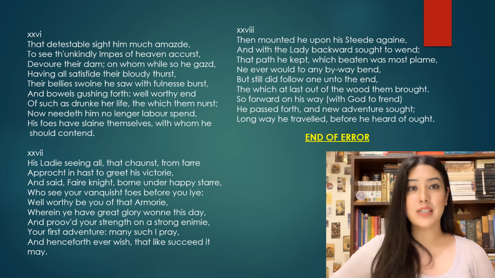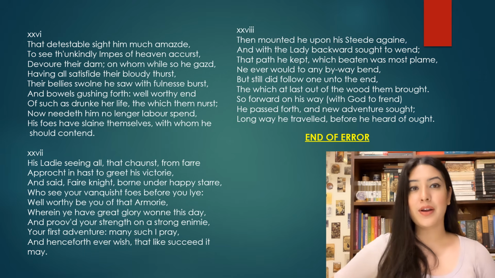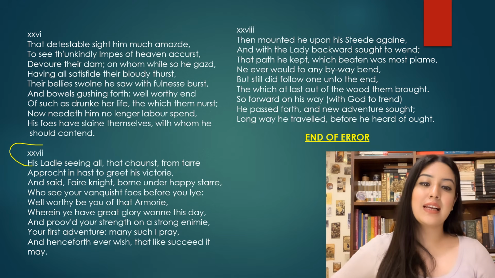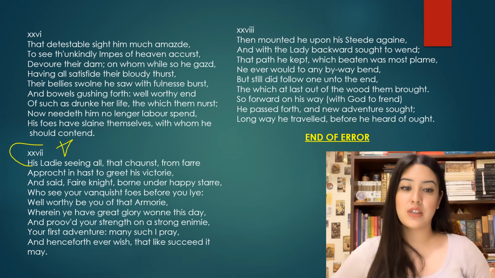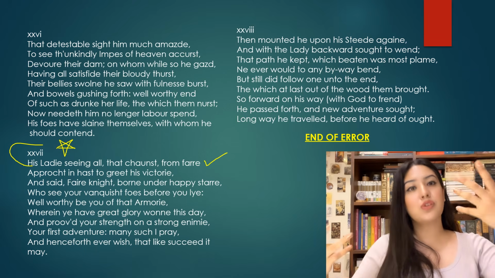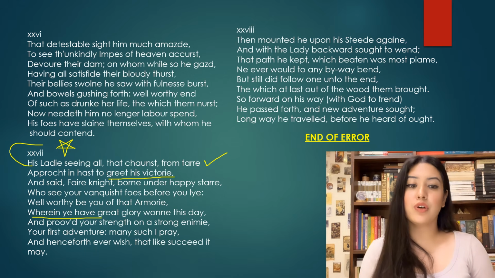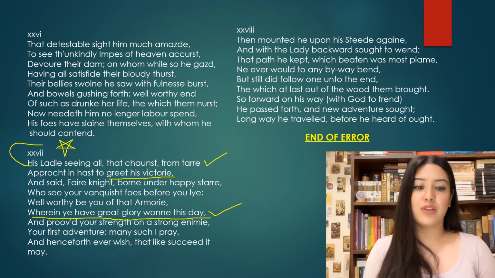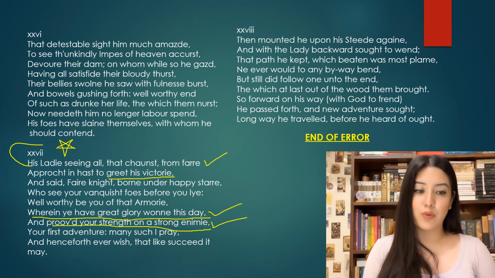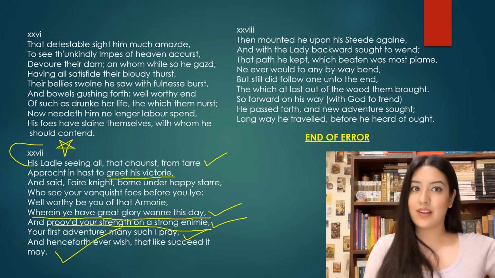Now, stanza 26 talks about the part where Error's offspring die. Stanza 27 talks about how Una praises the Red Cross Knight. His lady, seeing all that chanced from far, approached him. So she saw it from afar, and then she approached him and gave him words of praise. She says that you have great glory won this day and proved your strength on a strong enemy, your first adventure. Remember, this is the Red Cross Knight's first adventure. Many such I pray, and henceforth ever wish, that like succeeded it may. Just like you've won this adventure, you may succeed in the other adventures that are to come as well.